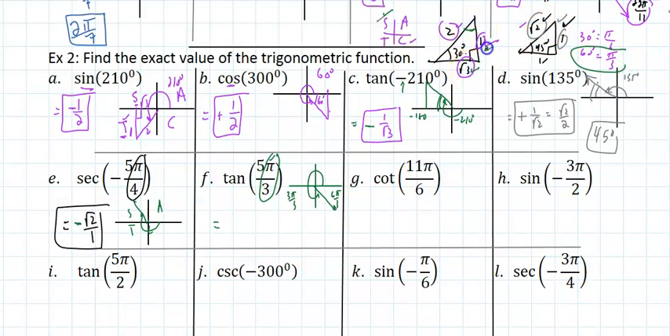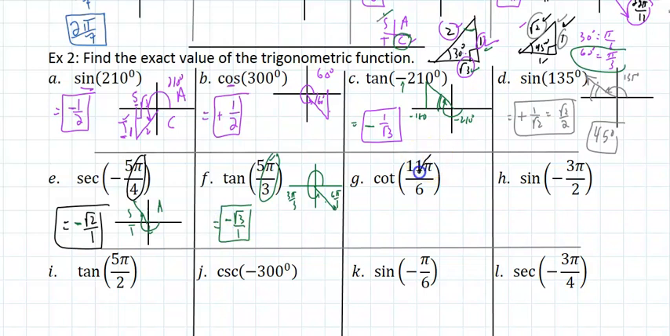Tangent is opposite over adjacent. You don't have to put over 1, but I'm doing that for your notes. And I'm in this quadrant. In this quadrant, only cosine is positive, which means tangent is negative. How do you like that trick?